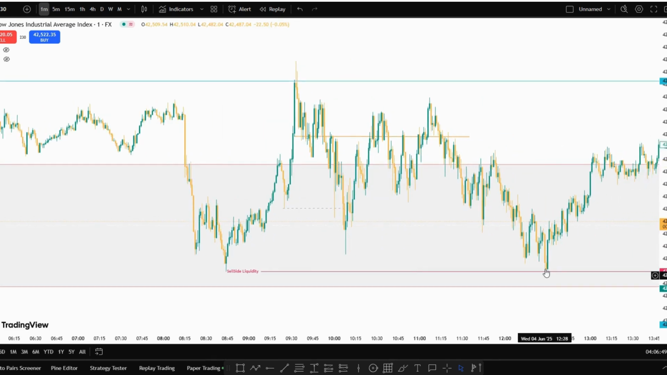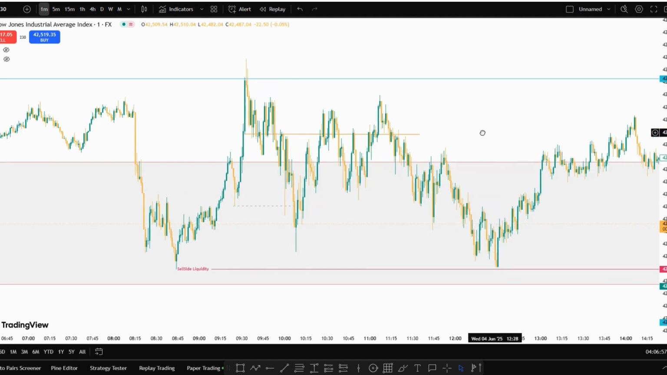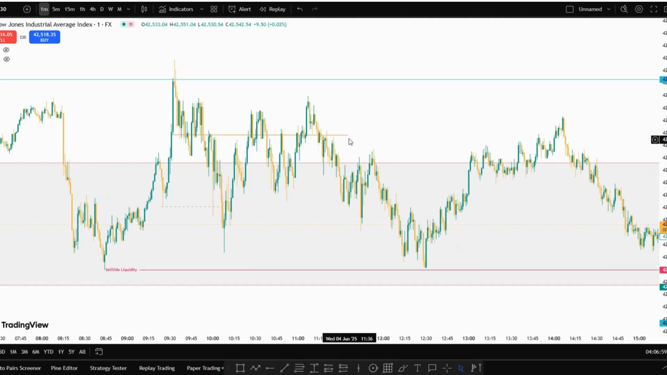right? Price then left double bottoms at this level, so it still wants to come back to take this level, right? You can see price then initially used this 1 minute bearish order block to move price lower, right?